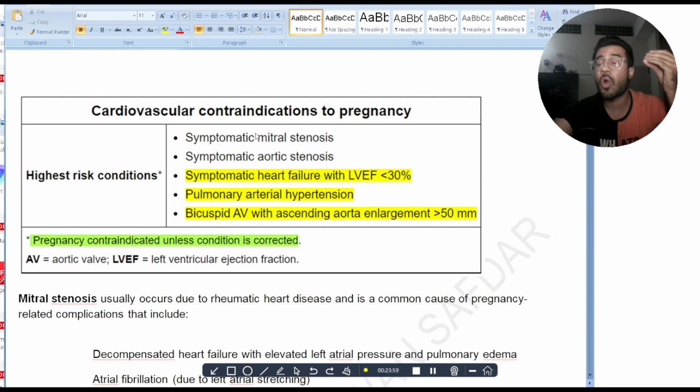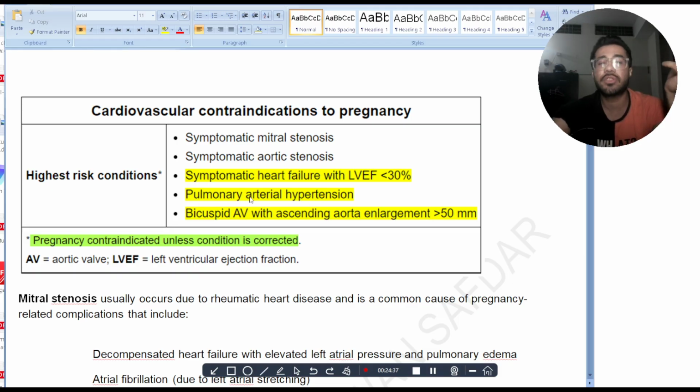So any sort of symptomatic stenosis is an absolute contraindication to pregnancy. Any sort of heart failure that shows that the patient might not be able to keep up with the demands of increased circulation, like heart failure with the left ventricular ejection fraction less than 30. If the ejection fraction is less than 30, the patient is barely keeping the requirements of his own body adequate. So if the fetus comes into play and that requires extra circulation, the heart won't be able to keep up with it.